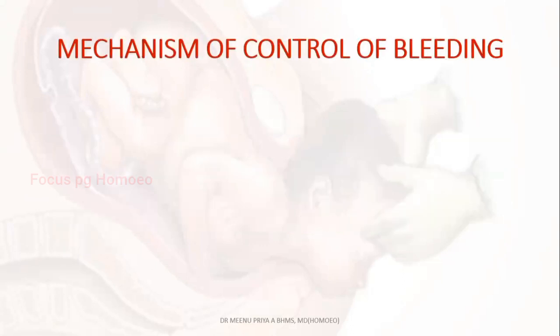Next, mechanism of control of bleeding. We know in the physiological changes in pregnancy, we saw the changes that happen in the clotting factors. So why is that change happening? The change is mainly happening to control the bleeding in the third stage of labor. Because once the placenta is separated, there is immense bleeding that occurs. But there is a mechanism which happens so that the bleeding is controlled immediately.